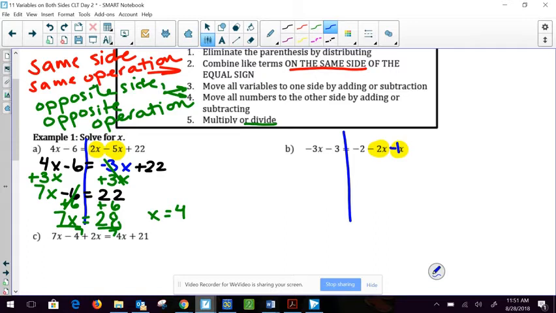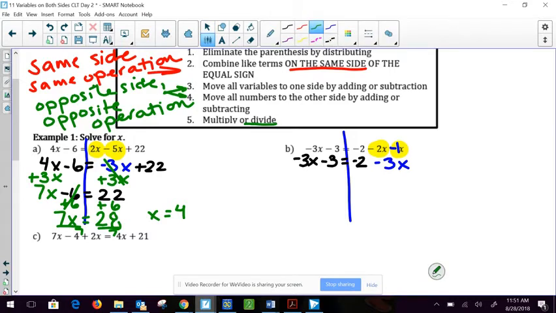Now that I have that written down, I'm going to go through and rewrite everything in the problem. So negative 3x minus 3 equals negative 2. But I'm going to go ahead and subtract those guys. So what is negative 2 minus 1x? Well, negative 2 minus 1 is a negative 3. Don't forget your x.